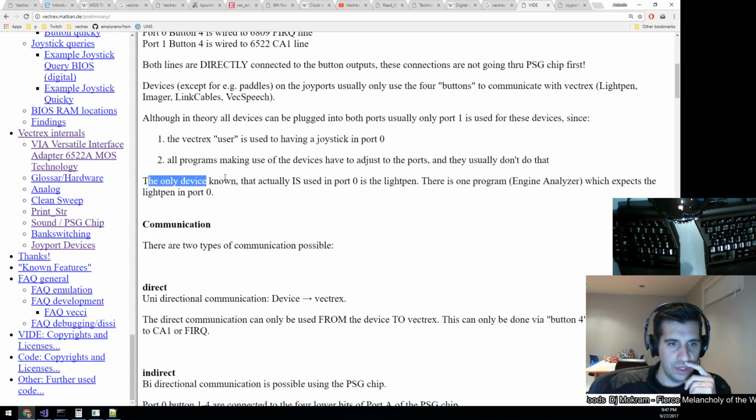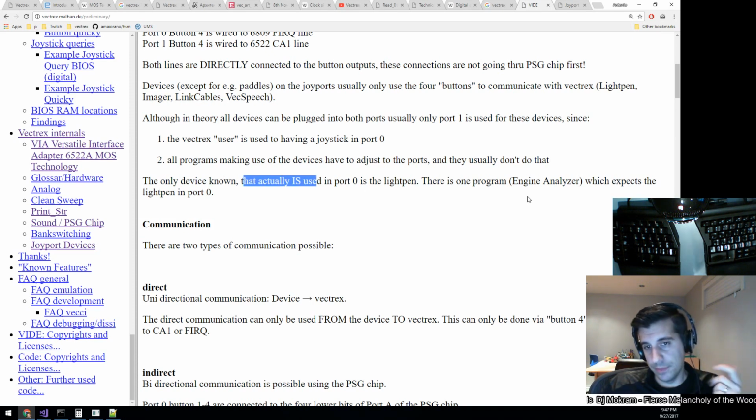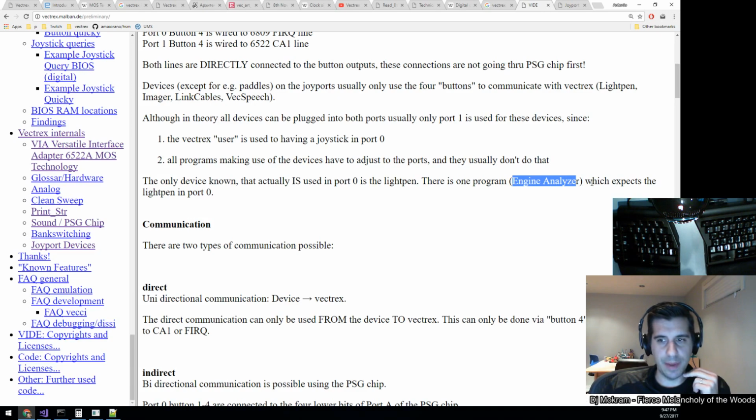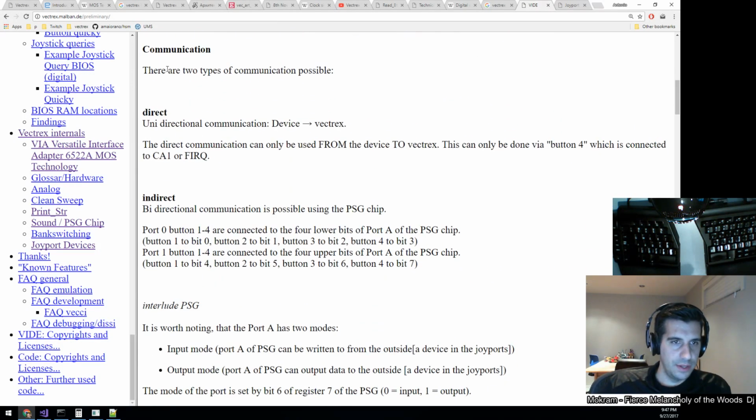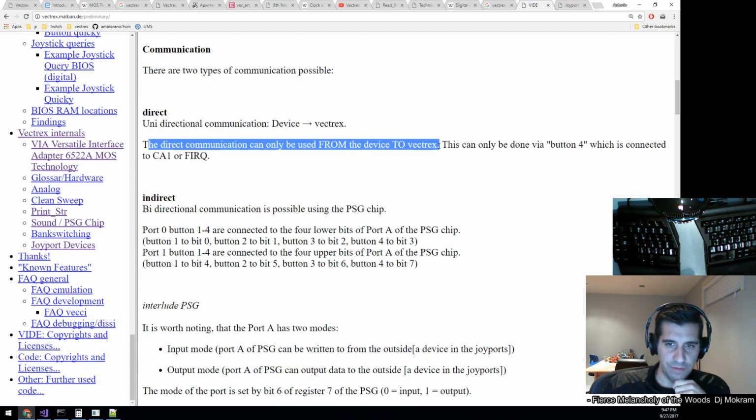"The only device known that actually is used in port 0 is the light pen. There is one program, Engine Analyzer, which expects the light pen in port 0. Okay, there are 2 types of communication possible. Direct, unidirectional communication, device to Vectrex. The direct communication can only be used from the device to the Vectrex. This can be done via button 4, which is connected to CA1 or FIRQ." So that's what we saw.